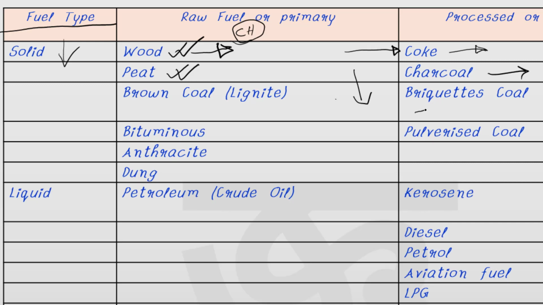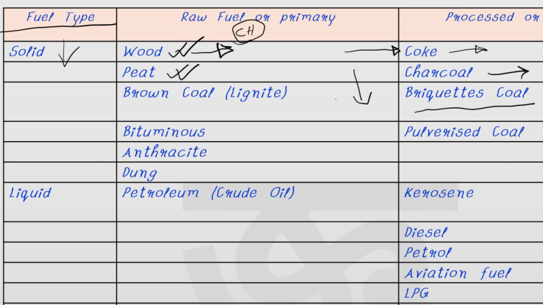And what is briquette coal? It comes from the term brick. If it becomes solid, it has some strength, it becomes a brick-like structure. That is why the process is called briquetting. So if we compress peat, then also it will become brown coal. But this compression should be at high pressure and high temperature. This way we get brown coal, and brown coal has low carbon content.